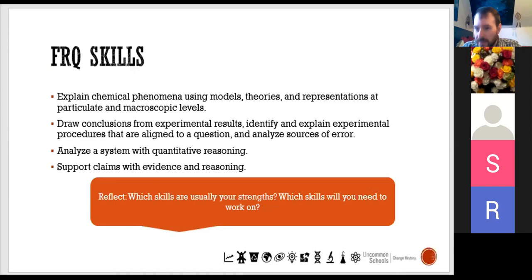A lot of these we've already been tested on, like we've seen particle diagrams, we've seen larger systems, we've looked at experimental data, although analyzing experiments is still one of our weaker points, so we're going to try and push that going forward. I just want you to take 30 seconds and think to yourself, which of these do you think you're good at, and which of these are you kind of iffy? Just think to yourself.